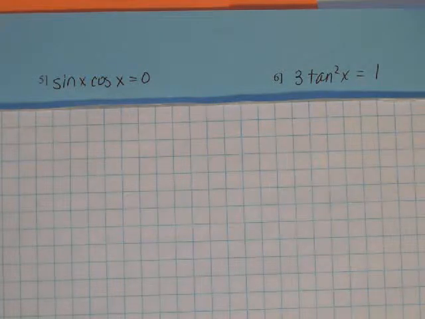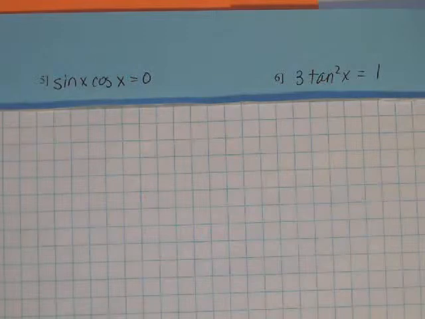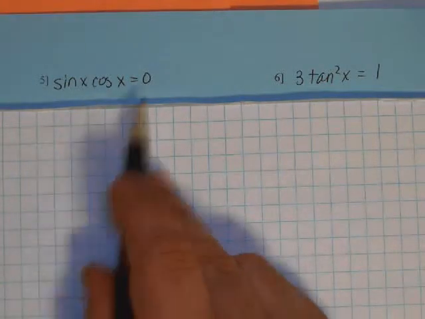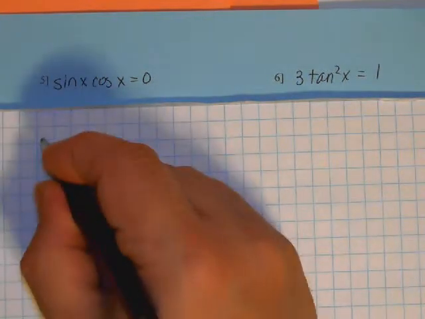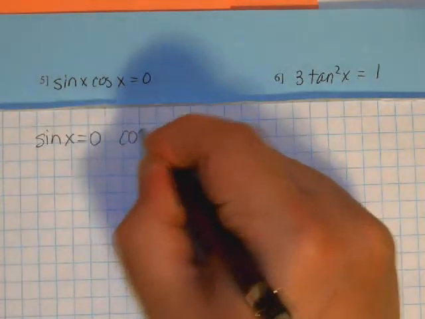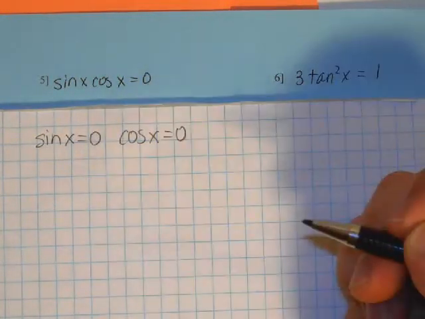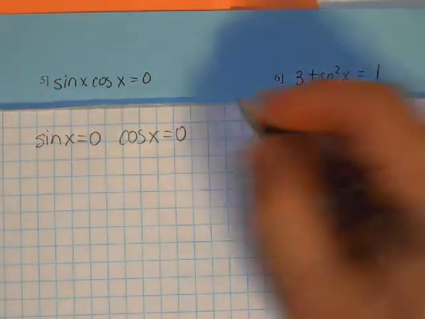Okay, number 5. Well, if we use the zero product property, and we can use that when we have 0 on one side of the equation, we can split up the factors and set them equal to 0. So when is sine x equal to 0, and when is cosine x equal to 0?